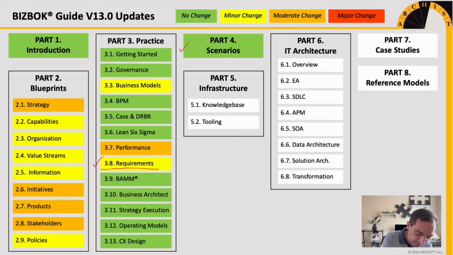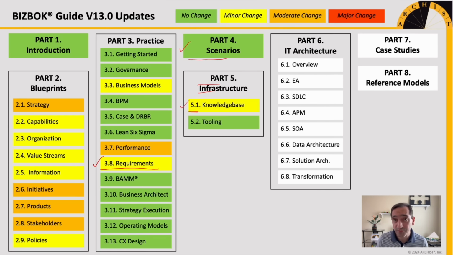Moving to part 4 or scenarios, also there haven't been any changes. Under part 5 or the infrastructure section, where we have section 5.1 or knowledge base, we also identify the metamodel of business architecture. So all of the changes we talked about throughout the rest of these sections, on the objective decomposition, on the changes between the stakeholder and the information concept mapping, and the initiative decomposition, course of action decompositions, all of these changes that we have seen so far are also reflected in section 5.1 under the Metamodel section.